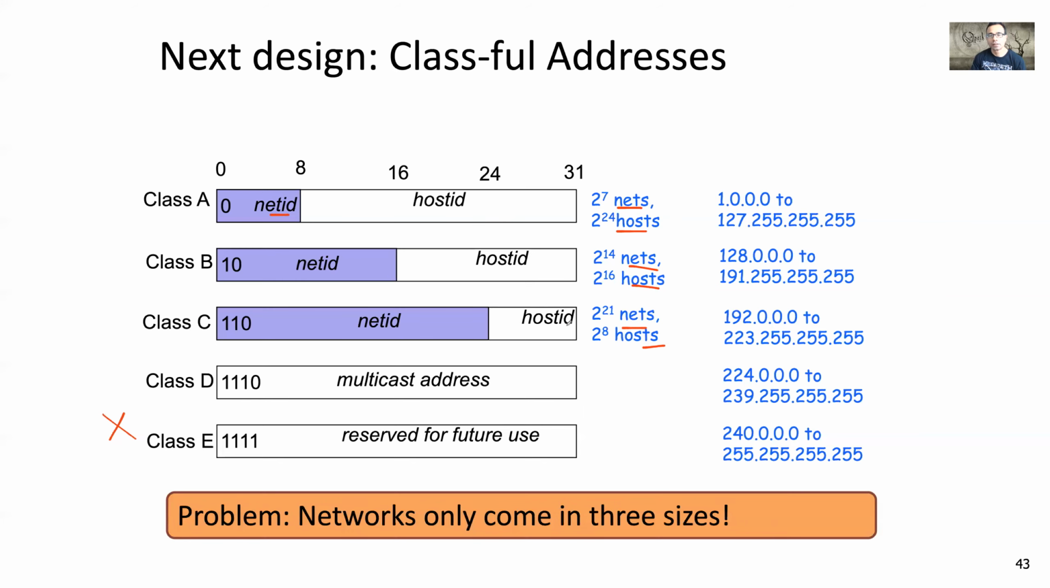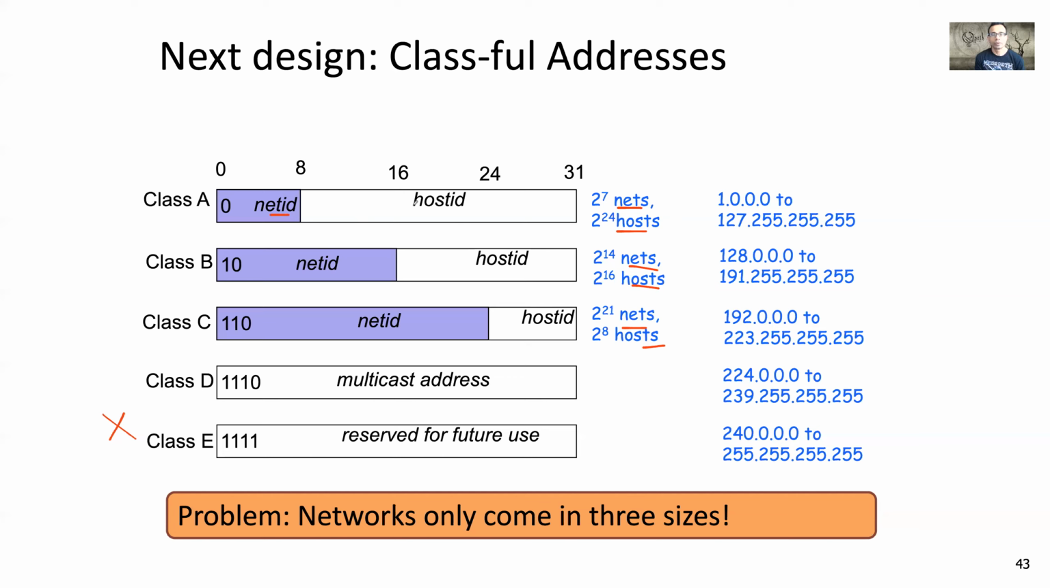But again, this is too restrictive, right? What if, for example, you wanted slightly more than what a class B could give you? Then you either had to ask for 2 class B addresses, or you go for a huge class A address. And in fact, this started to become a problem because many organizations just went for extra large when they didn't really need it.